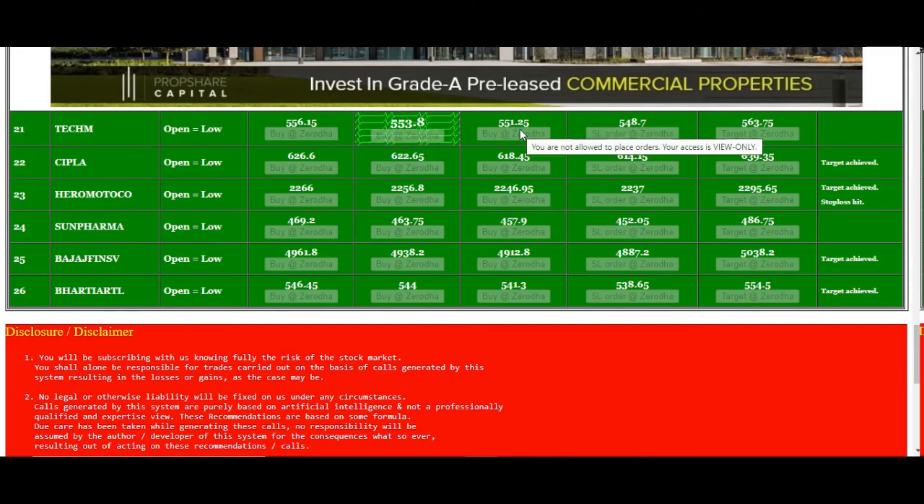Once your target gets hit, you can come out of the trade, or else if the stock is moving in your direction, you can always trail your SL, so that you can stay with the trade for the entire day and capture the maximum profit as well.